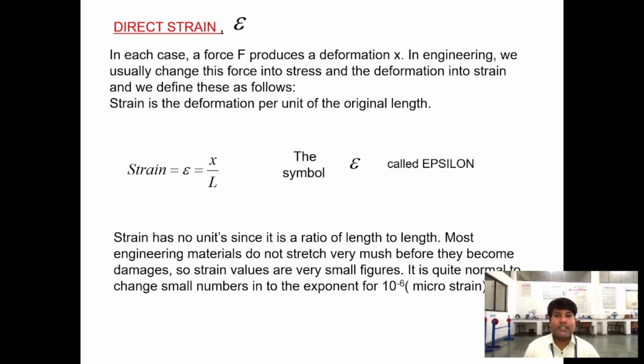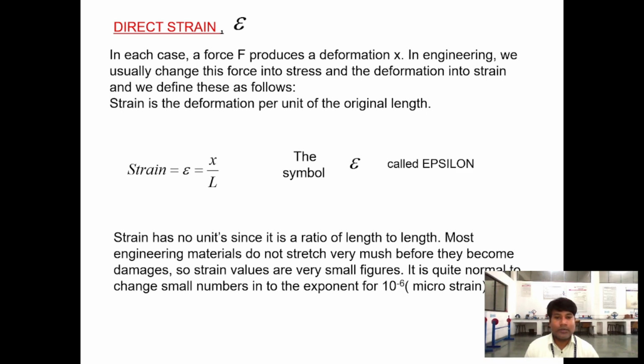In engineering, we usually change these forces into stress and the deformation into strain. We define this as follows. Strain is the change in length upon original length. It is denoted by epsilon. And we'll see that strain has no unit, since it is a ratio of change in length to original length.